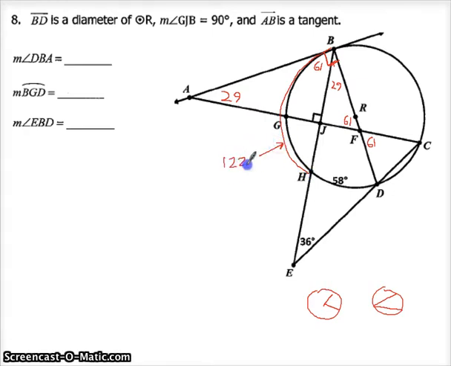Well, you know what? Thank you very much. I could have known that from this 58 because those have to be supplementary. So that's fine. That just tells me I did all that right. That's a good feeling to have.